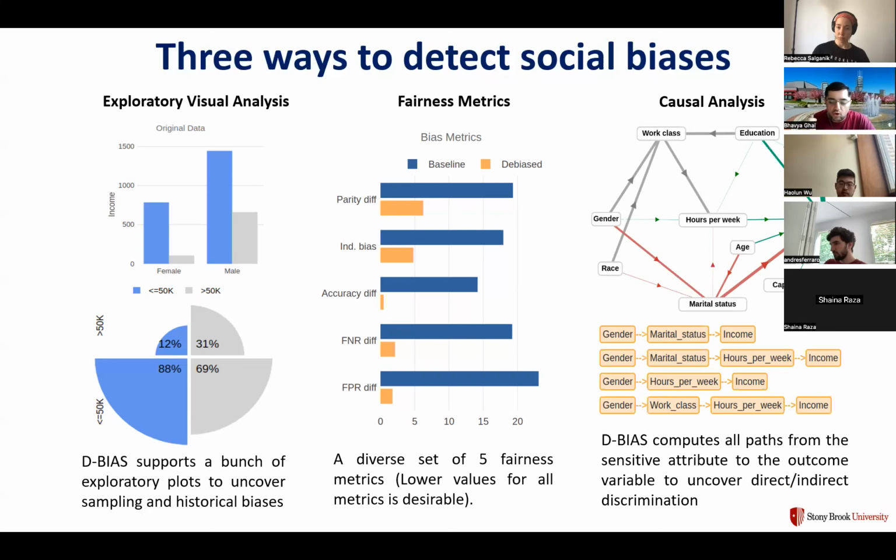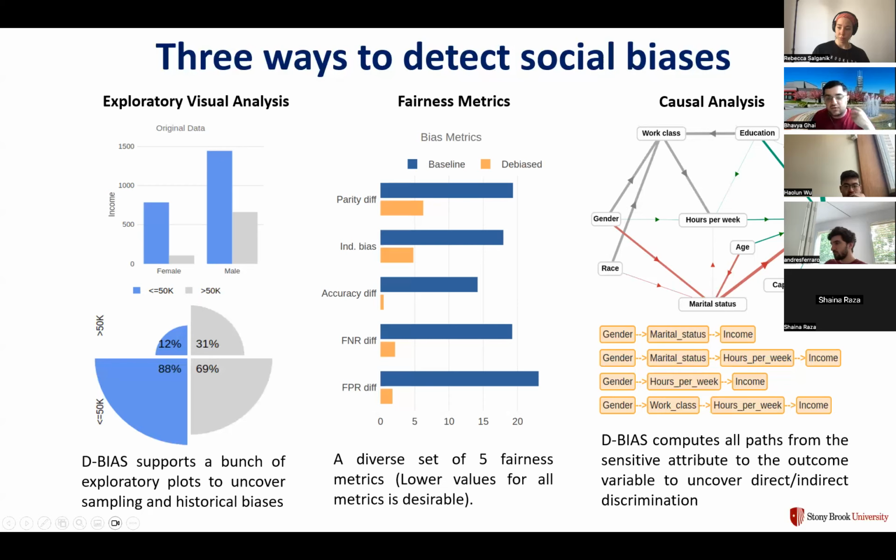So DeBias computes all causal paths from the sensitive attribute to the outcome variable to uncover any direct or indirect discrimination. So let's say in this particular diagram, if you look at the node gender and the outcome variable income, we find that there are multiple causal paths that connect these two nodes. This shows some kind of indirect discrimination because there is an indirect effect of gender on the outcome variable. For example, gender is shown to influence hours per week, and then hours per week is shown to influence income. So there is an indirect effect from gender to income.